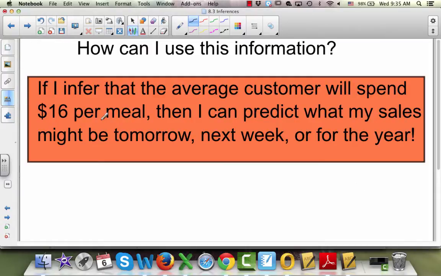Now, how can I use this information? Well, if I infer that the average customer will spend $16 per meal or $16.50, then I can predict what my sales might be tomorrow or next week or for the year. Well, how can I use that information? Well, that means that I can determine how much food I need to order to be able to prepare the meals. I can predict how many people I need to work during those days whenever I'm preparing the meals. I know how many servers I need. I need to know how much space I need in my restaurant. You can use that information to determine a lot of things.